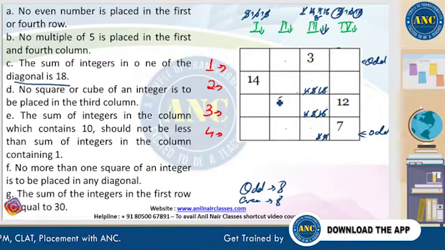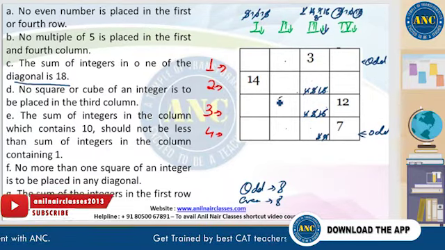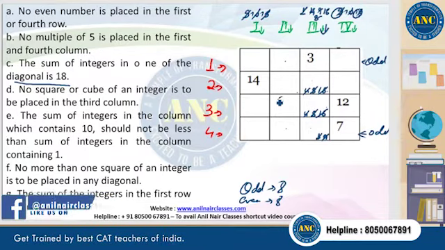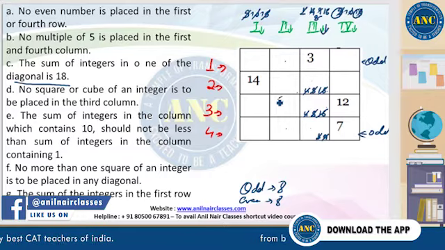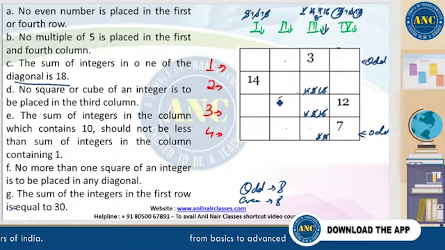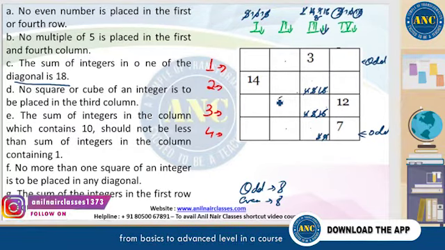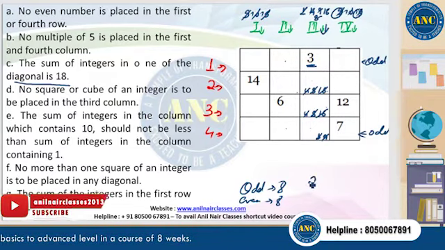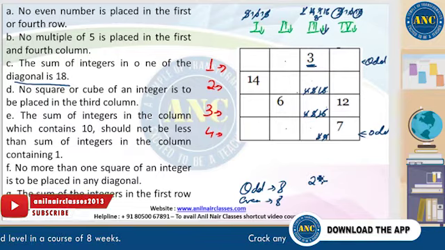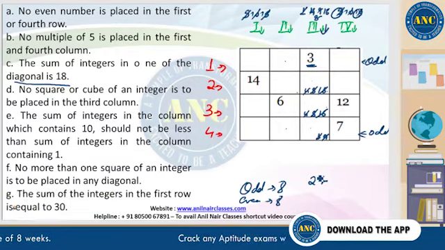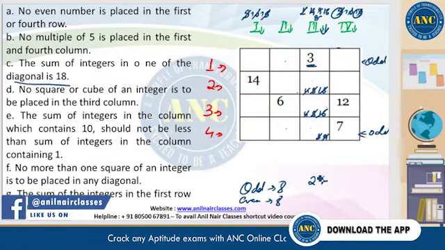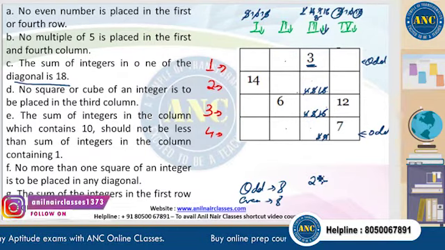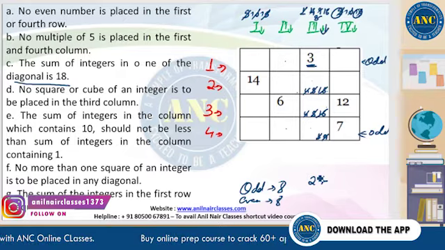The sum of integers in the first row is equal to 30. Wow, now that's quite some information. Out of the 30, we have already removed 3. That means we are left with a total of 27 in row number 1. And all the other numbers should be odd numbers.